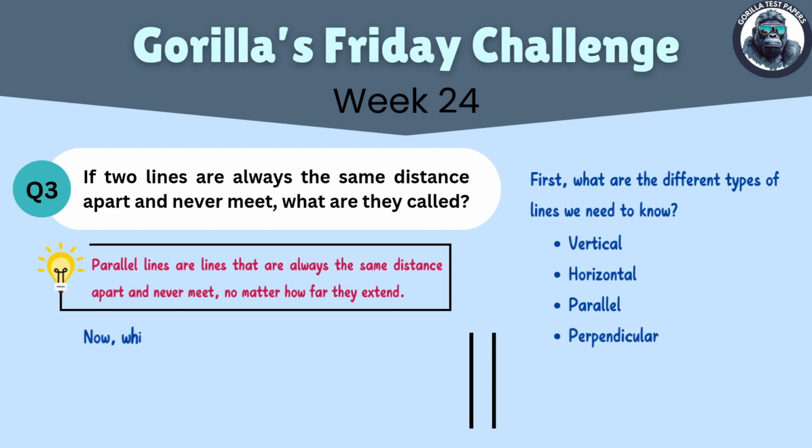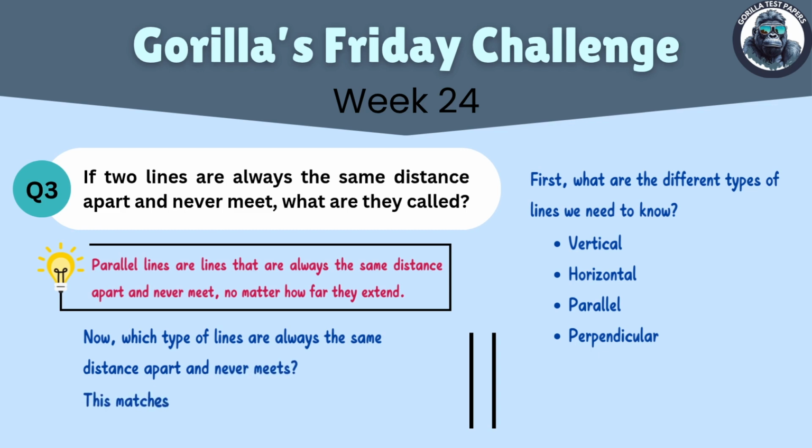So we have to ask ourselves which type of line matches the description of always being the same distance apart and never meeting. The answer is parallel lines. This is the answer for this question.